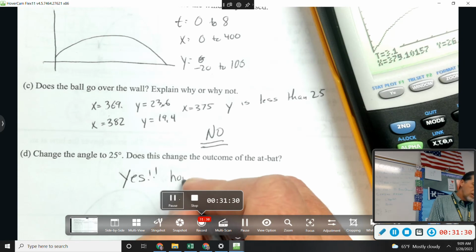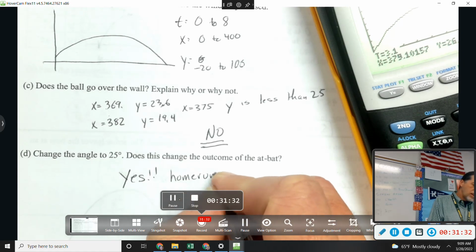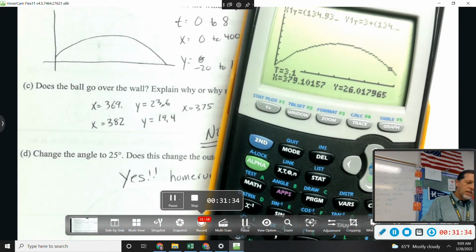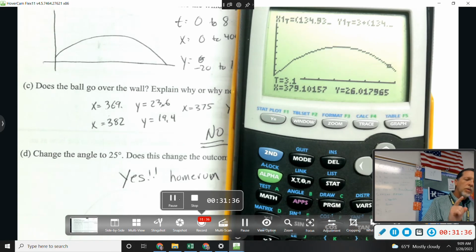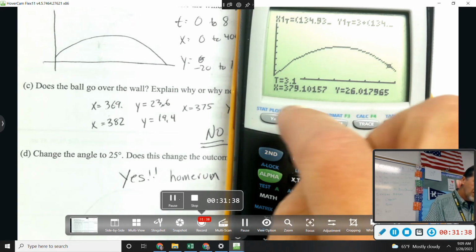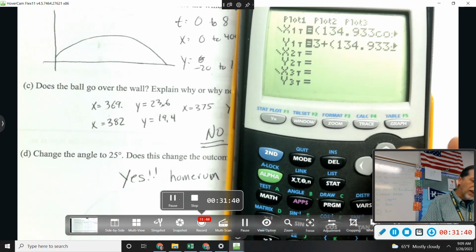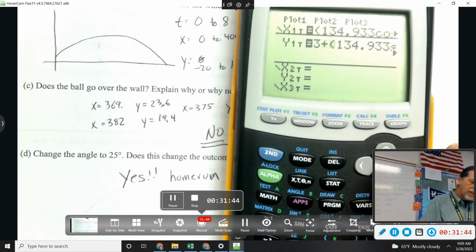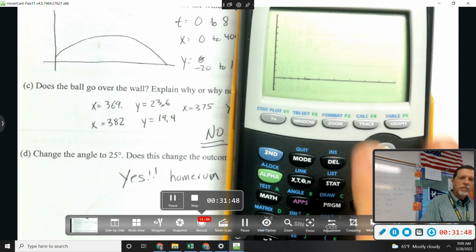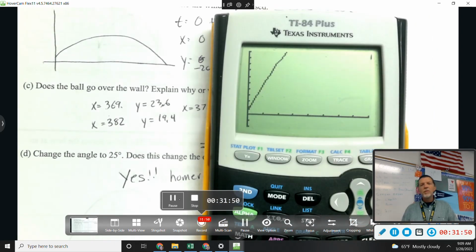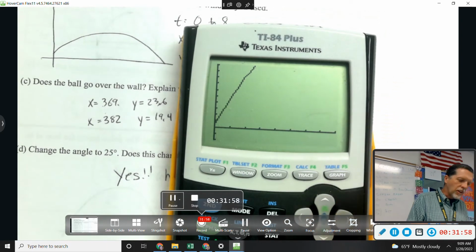If it was at 45 degrees, would it be the optimal angle? Maybe. I think that's going to be too high. Actually, no, I think it is. There's your optimal, there's 45. What in the world? Did I do something wrong? No, 45 skied that ball. I think 30 is actually the optimal angle.